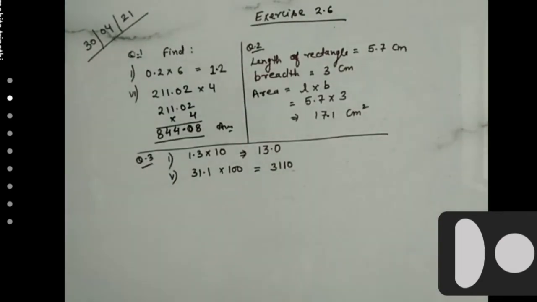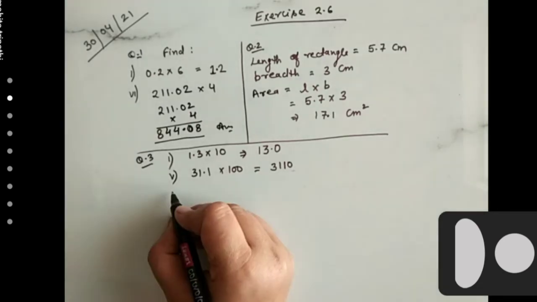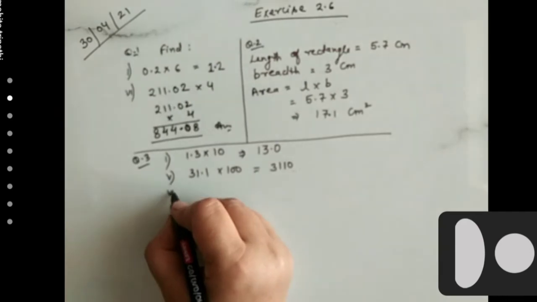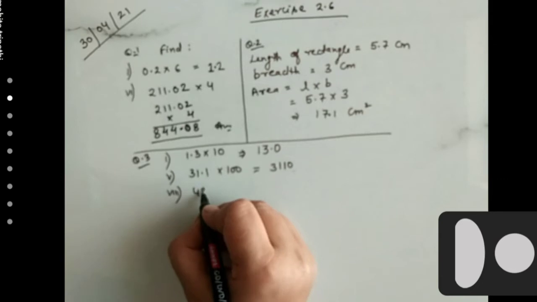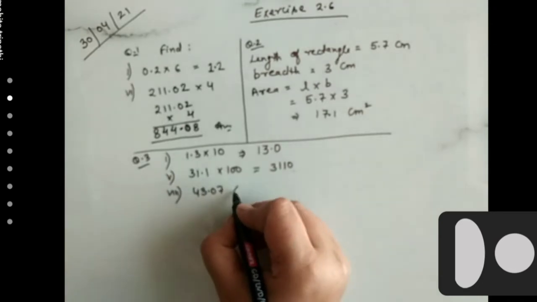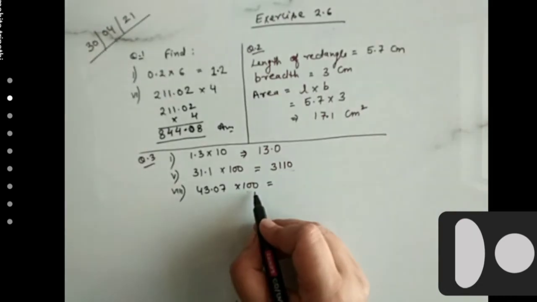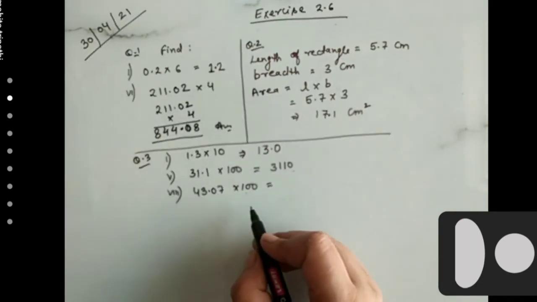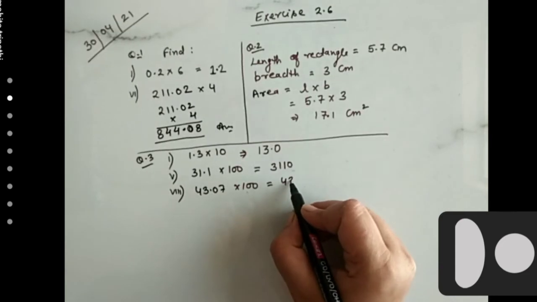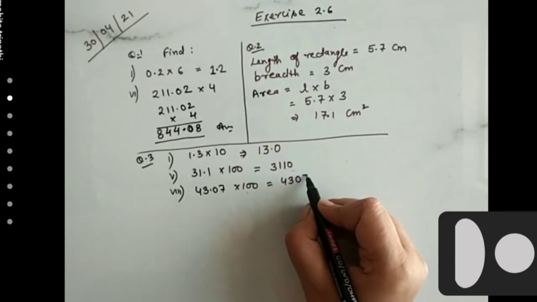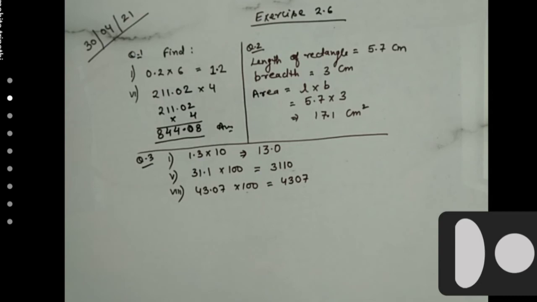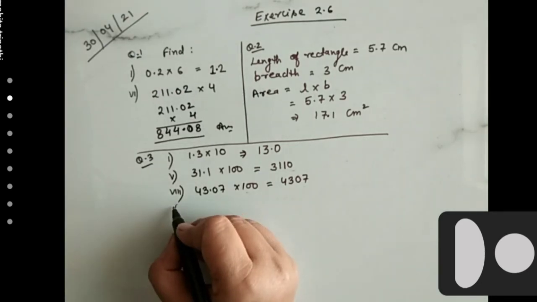Okay. See one more example. Our question is this one, eighth part, 43.07 multiplied by 100. So number of zeros is 2. The decimal will shift 2 places. So 43.07 becomes 4307. So this will be our answer. Okay, so no need for doing the multiplication.